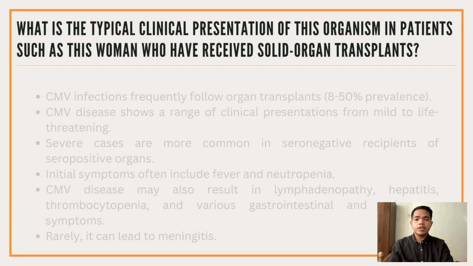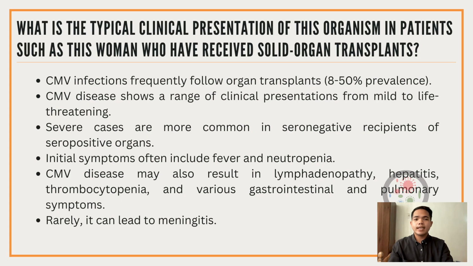For the next question, what is the typical clinical presentation of this organism in patients such as this woman who have received solid organ transplants? Cytomegalovirus or CMV infections are commonly observed after solid organ transplants with a prevalence ranging between 8 to 50% depending on various factors including the transplanted organ and the CMV serostatus of the donor and recipient.